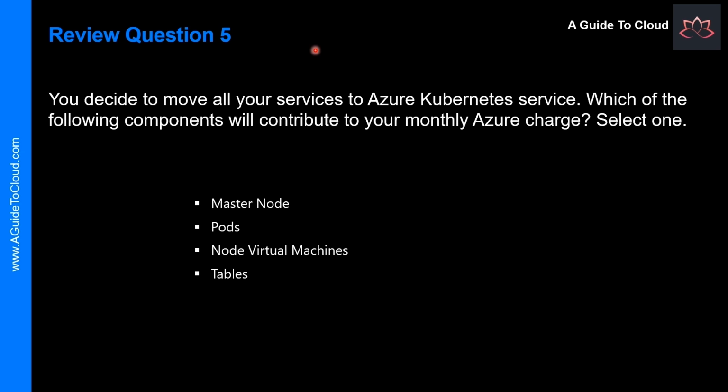Let's look at question number 5. You decide to move all your services to Azure Kubernetes service. Which of the following components will contribute to your monthly Azure charge? As you know, using Azure Kubernetes service in Azure is totally free, except one. The correct answer is node virtual machines. You only pay for the virtual machine instances, storage, and networking resources consumed by the Kubernetes cluster. The service itself is free.